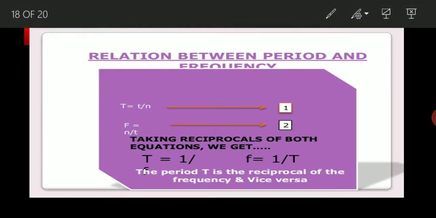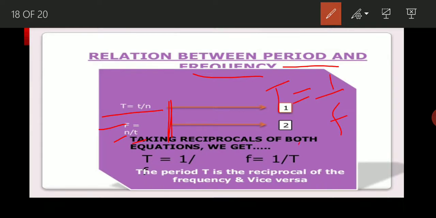Now what is the relationship between the time period and frequency? As I told you, time period is equal to time taken upon number of oscillations and frequency is equal to number of oscillations upon time taken. Both are reciprocal to each other. So we can say that time period is equal to 1 upon frequency, or frequency is equal to 1 upon time period. Clear? These both are reciprocally related to each other.